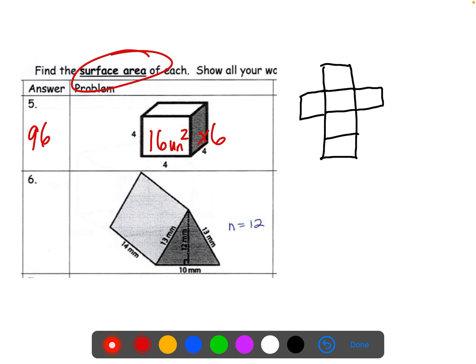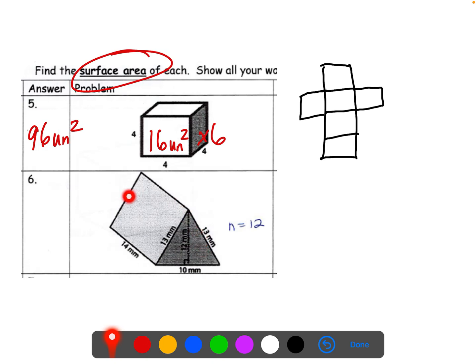Now this is where the difference would come in. We're not talking about volume again. We're still talking about area, so we're still going to have squared units as we label our answer.